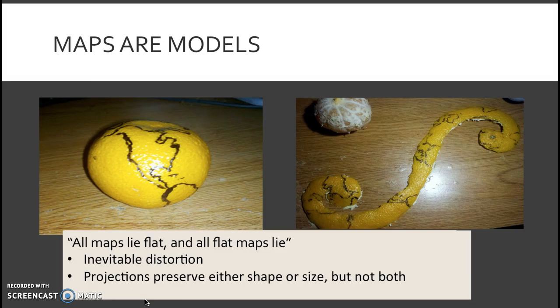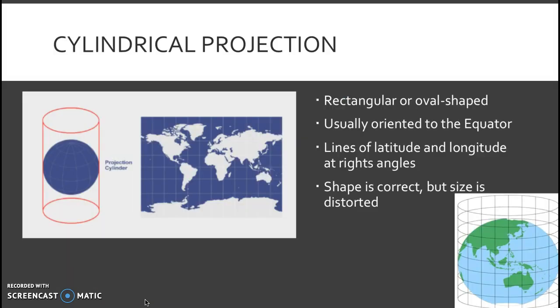All maps have some distortion in shape, size, distance, or direction, just as the orange peel must be stretched or cut in order to make it lie flat. Map projections make these changes in systematic ways, so it's helpful to know something about where and how map distortions can be found on particular types of maps.